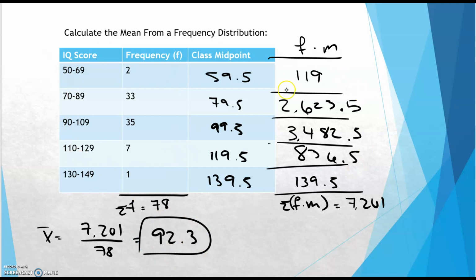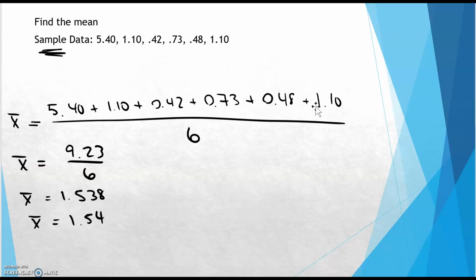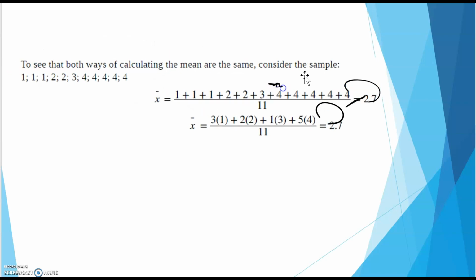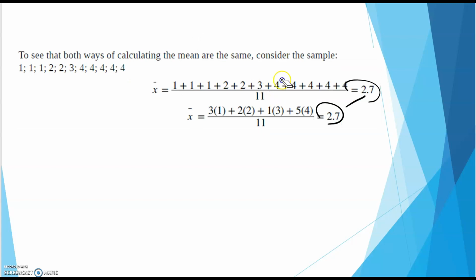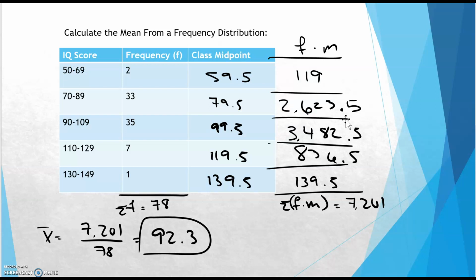So all these numbers over here, we add them, right? What we just did was the top part of this formula right here. Then once we added all our frequencies, that was the bottom part. And then we divide those two numbers, and that gives us our mean. That's essentially what we're doing in our other example, this one right here. We're just breaking it down step by step.